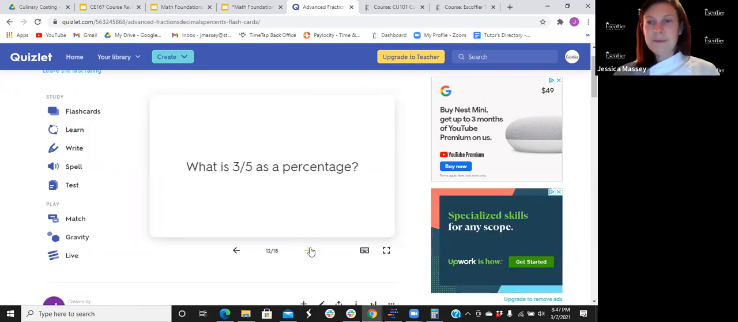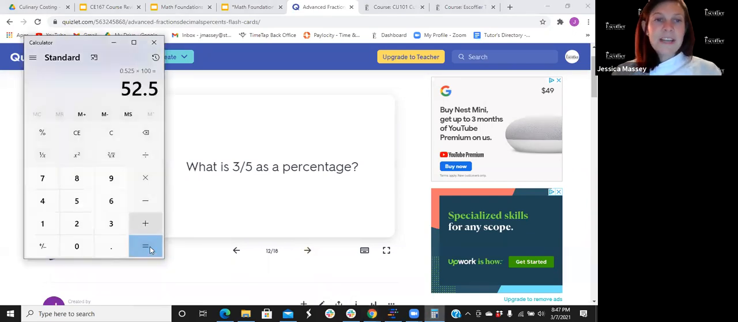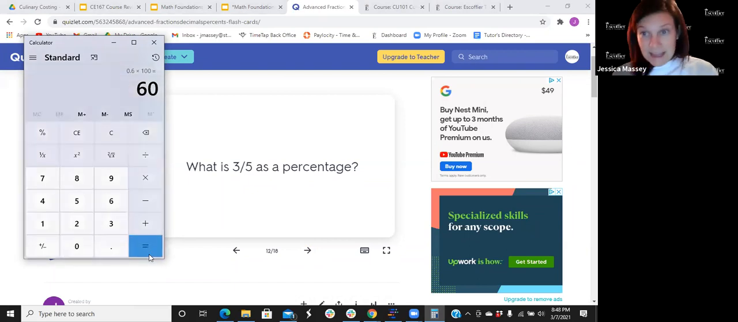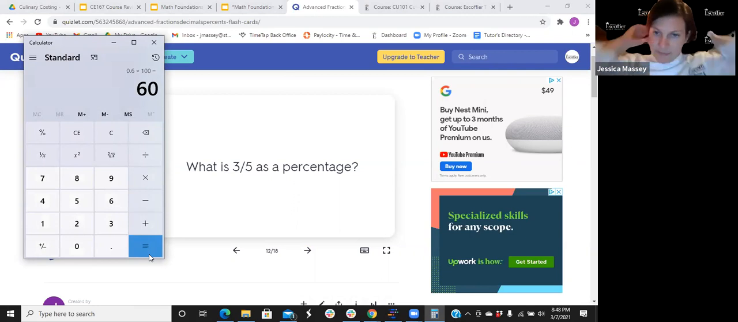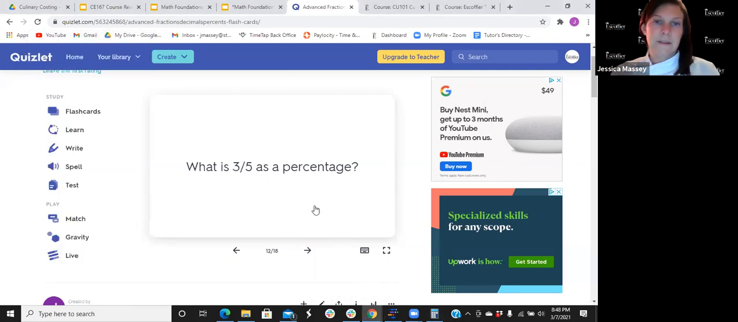What is 3/5 as a percentage? This is a 2-step one. So you have to take that 3 divided by your 5 equals 0.6, but that's not the answer because this is asking what's a percentage. So you multiply that by 100 and that gets us our 60%. Awesome. Nice job, everyone.